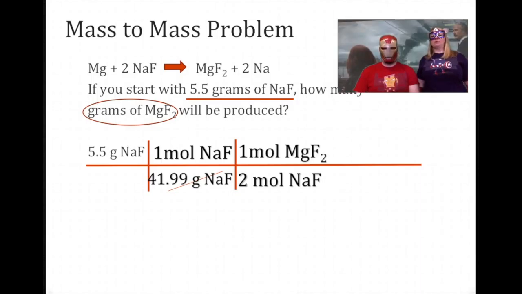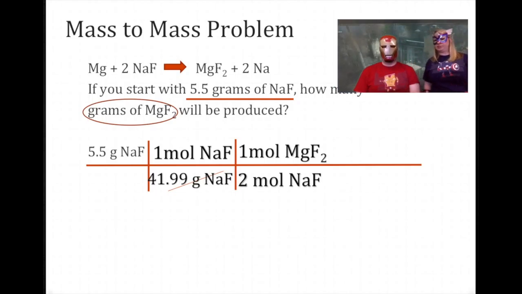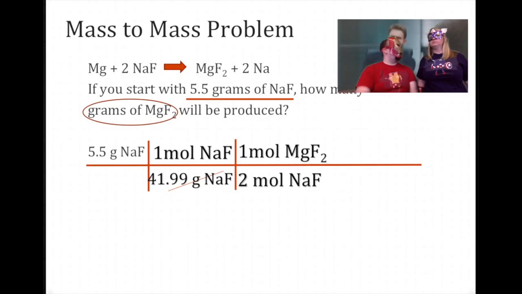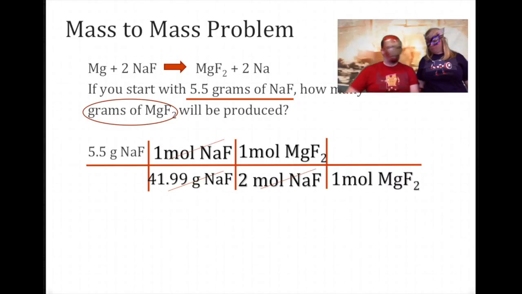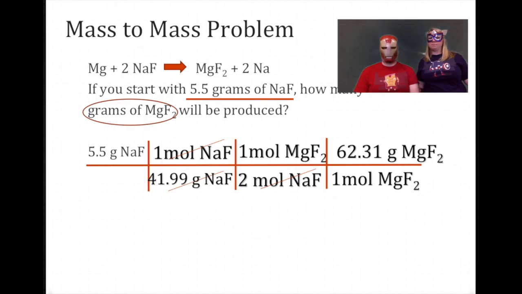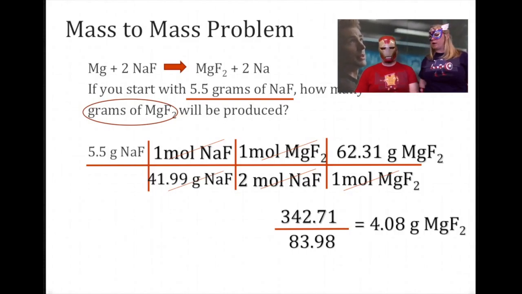Now I'm in moles of MgF2, but I'm trying to get to grams, so now I do my next conversion. I'm going to convert into grams using my molar mass. So 1 mole on the bottom, and then the molar mass of MgF2 on the top. Now I'm going to, again, multiply everything across the top. 342.71, and then I'm going to divide by everything multiplied on the bottom. Divide the top by the bottom, and I should get 4.08 grams of MgF2.